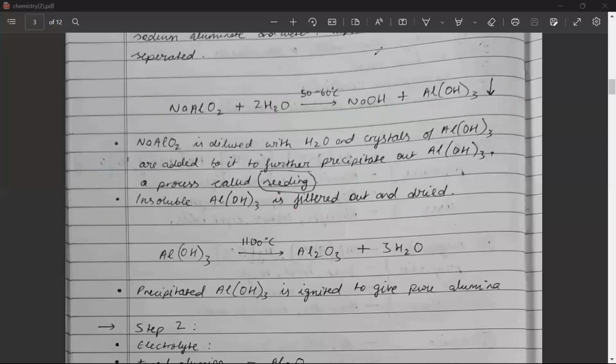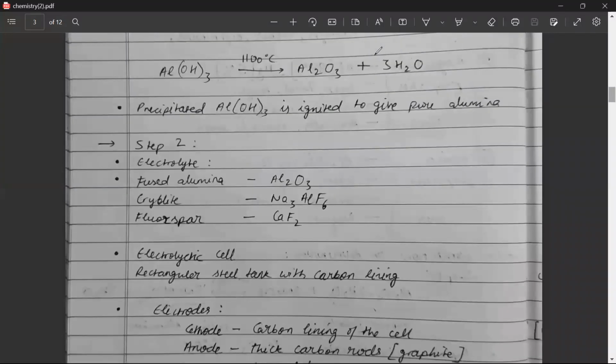Now let's move on to the third reaction. Aluminium hydroxide, at a temperature of 1100 degrees Celsius, gives pure alumina and water. Precipitated aluminium hydroxide is ignited to give pure alumina, which is Al2O3.